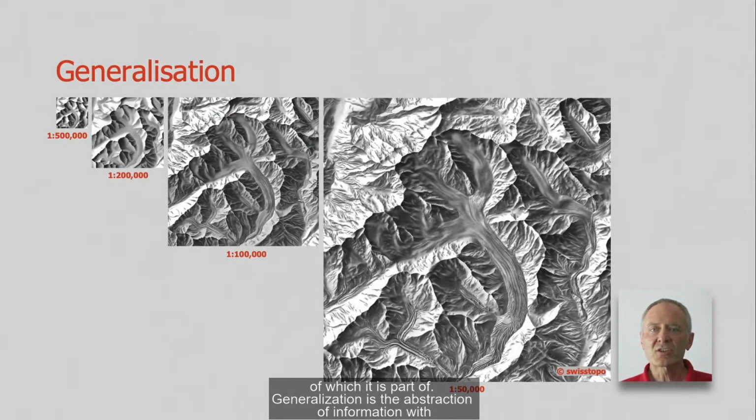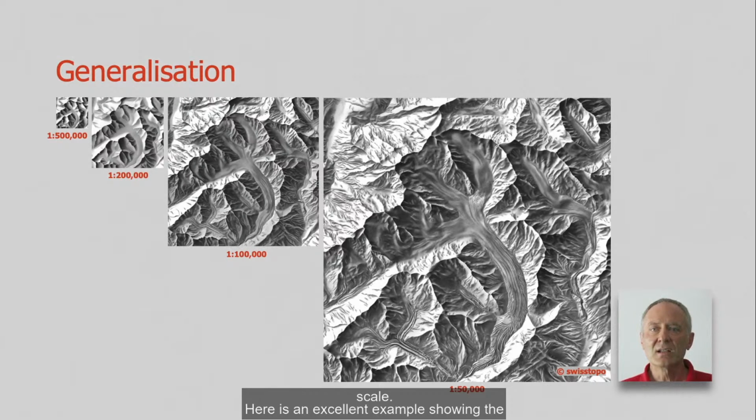Generalization is the abstraction of information with scale. Here is an excellent example showing the Aletsch Glacier in the Swiss Alps. The characteristic shapes of the landforms are shown at all scales, but the level of detail gradually changes with scale.